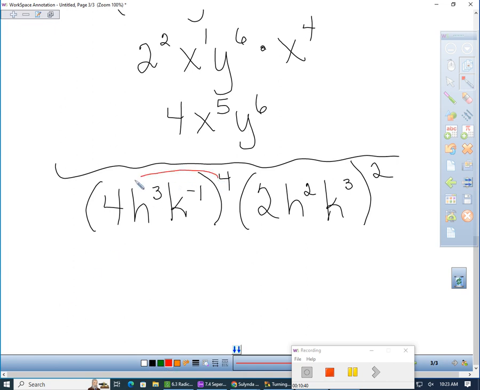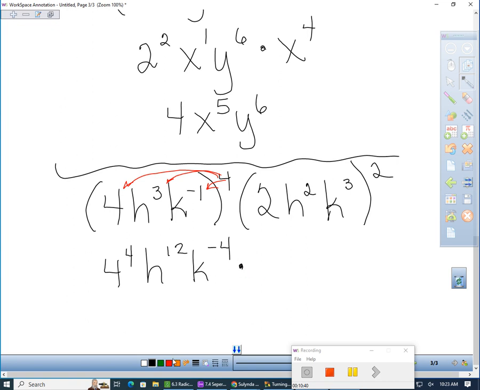This 4 has to go to the 4, has to go to the h to the 3rd, has to go to k to the -1. Starting with that one, I have 4 to the 4th. Keep my base and multiply my exponents. I get h to the 12th. Keep my next base, multiply my exponents. I get k to the -4.